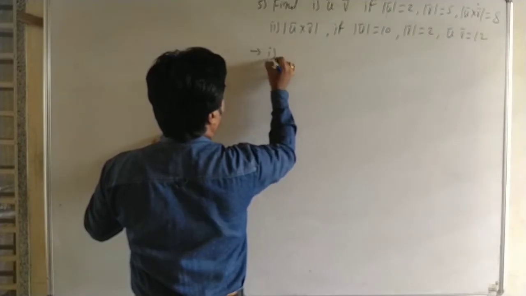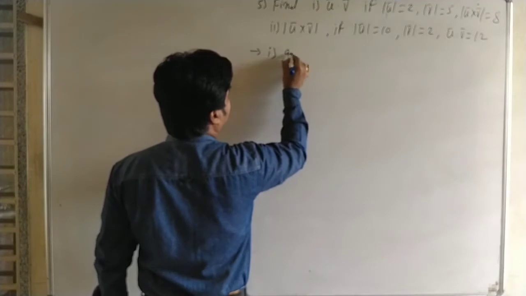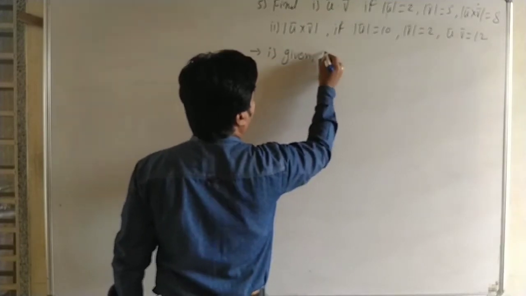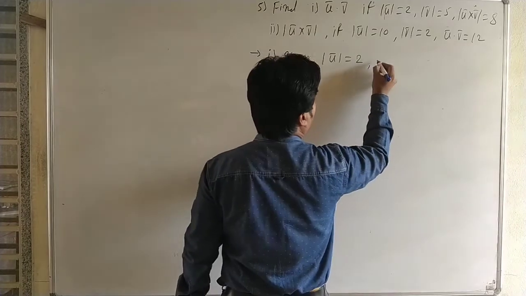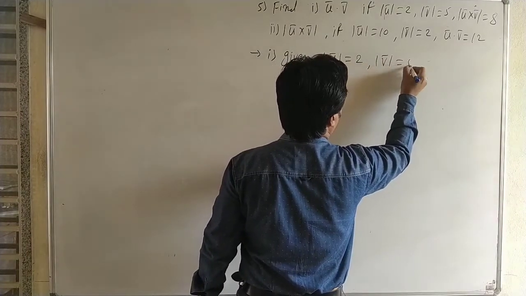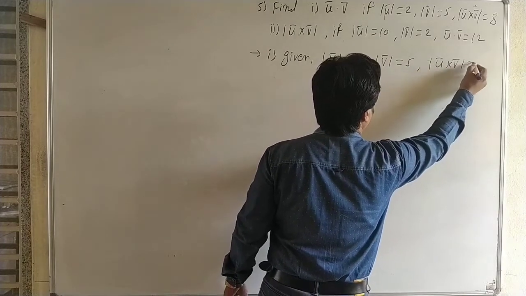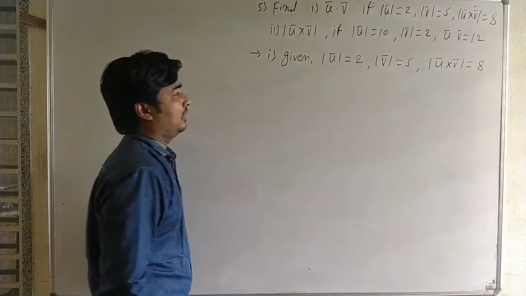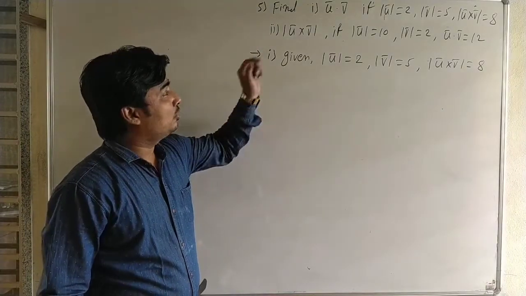Here for the first example we want to find u bar dot phi bar. In the first example, given that magnitude of u bar is equal to 2, magnitude of phi bar is equal to 5, and magnitude of u bar cross phi bar is equal to 8. Here we are given the magnitude of the cross product, and we want to find the dot product.